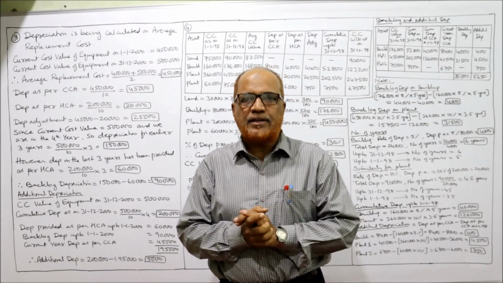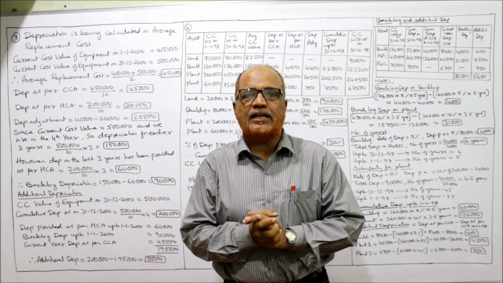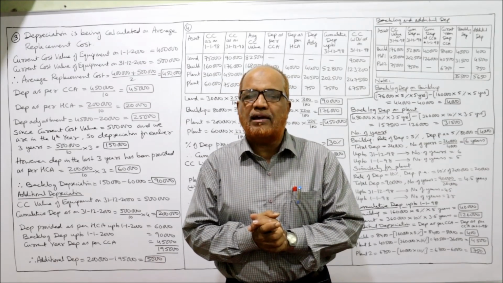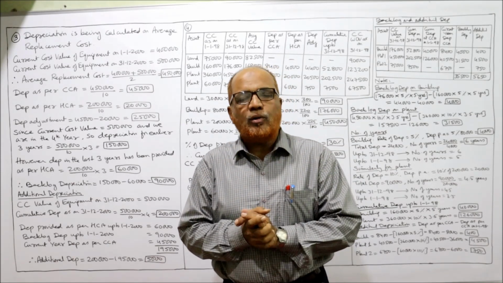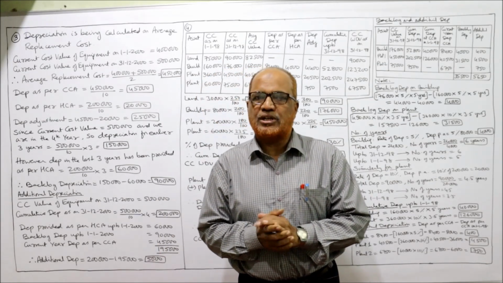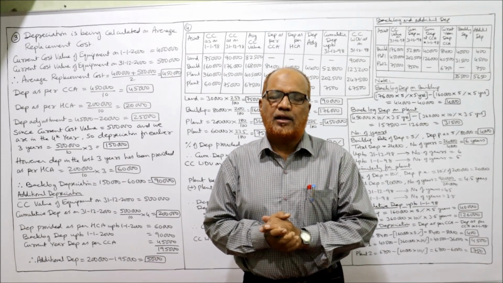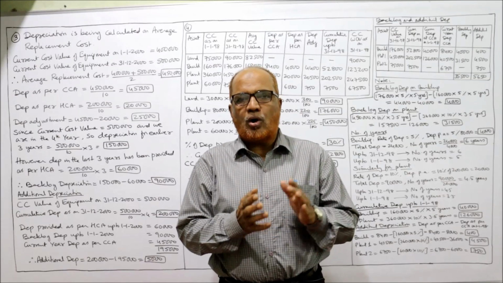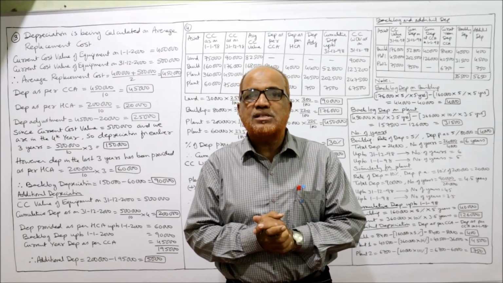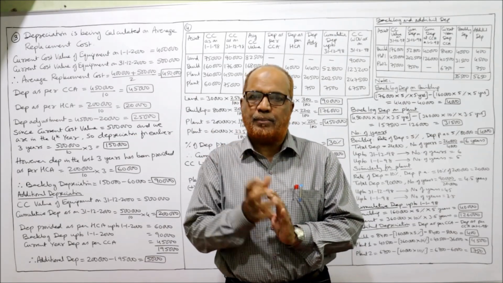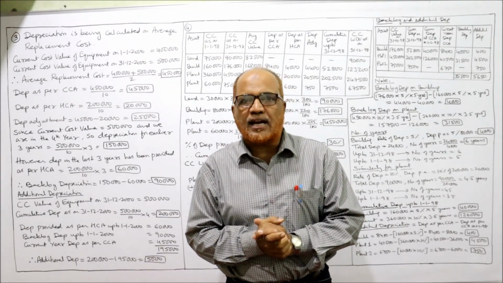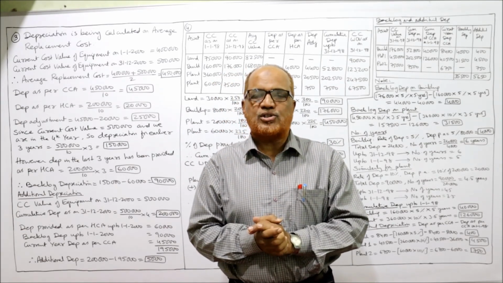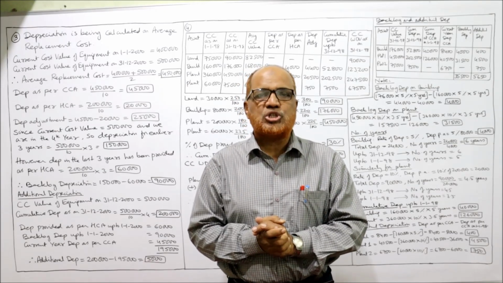In the last video I completed two problems on the current cost accounting CCA method of adjusting the financial statements according to price level changes. The topic going on is accounting for price level changes, also known as inflation accounting. We have two methods, the CPP method and the CCA method. I have done almost 25 problems on the CPP method, current purchasing power method. In the last video I started the second method, the CCA method, current cost accounting method of adjusting the financial statements according to price level changes.